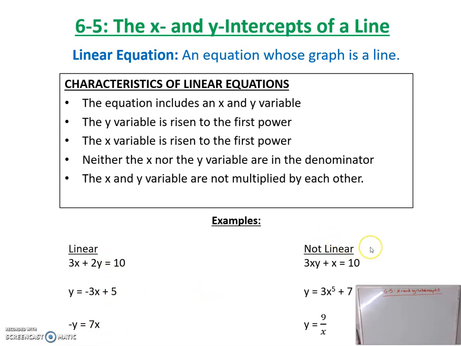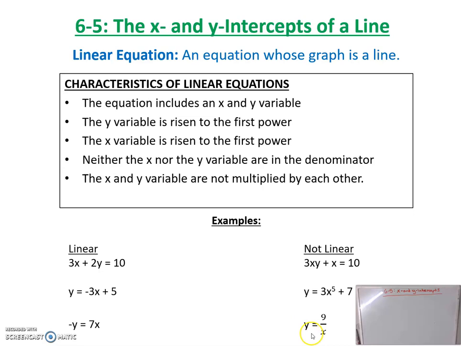If I come over here to not linear, here I have 3 times x times y in one term. Right there I would stop. X and y cannot be multiplied together, so therefore this is not linear. This would form a different shape in our graph if we were to graph this equation. Here, y equals 3x to the 5th plus 7. This is not linear, because x cannot be raised to the 5th power for it to be a straight line. This needs to say x to the first, so this would not be linear.